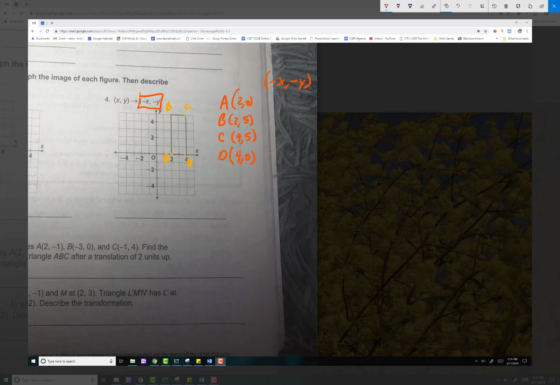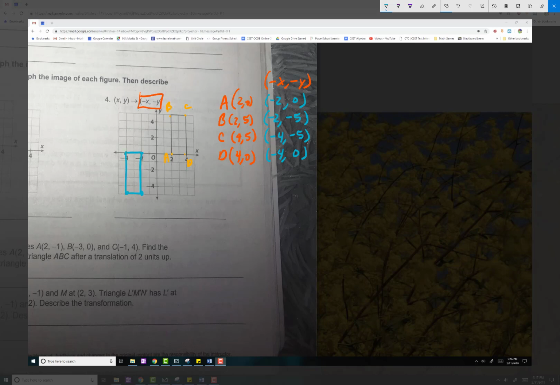Negative X, negative Y. So for my new ordered pairs, I'm going to change the sign of X and the sign of Y. Changing the sign of 0 doesn't do anything, right? 0 just stays put. And so if I graph these new ordered pairs: (-2, 0), (-2, -5), (-4, -5), (-4, 0).